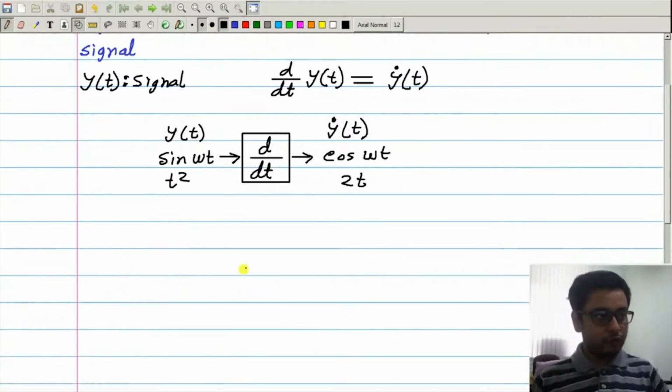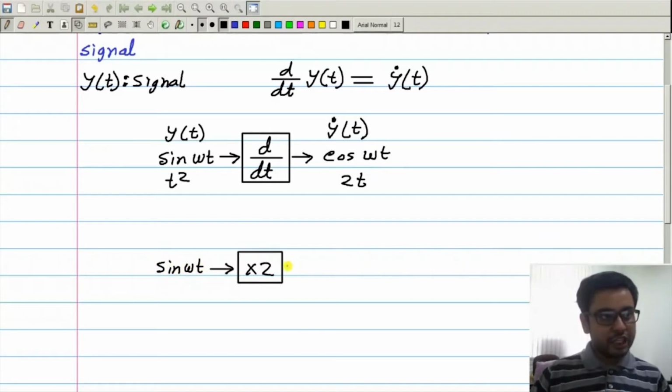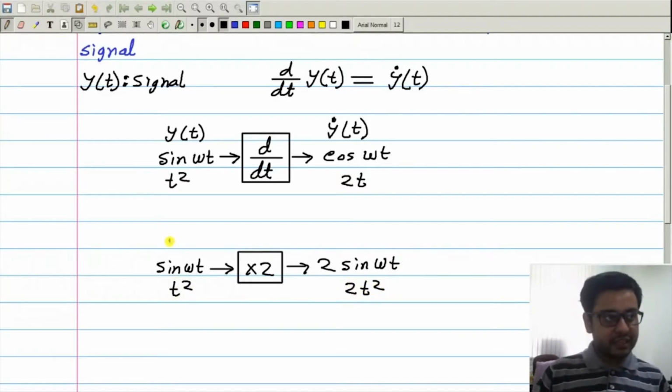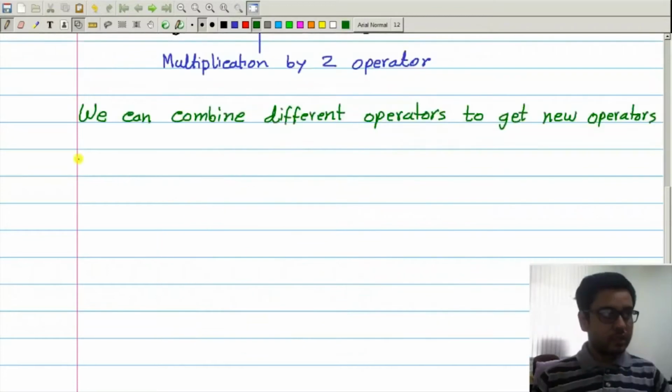Another example of operator is the multiplication by 2 operator. This operator, if it acts on sine omega t, it will produce 2 times sine omega t. If it acts on t square, it will produce 2t square. In general, if it acts on y(t), it will produce 2 times y(t). Now we can combine different operators to get new operators.